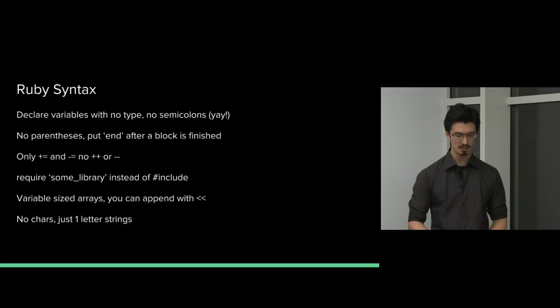You don't use semicolons, which is kind of a relief. There's no parentheses now around for or while loops, for example. You just have a block of code, and then you put end at the end of that. There's no plus plus or minus minus, so just know that for when you're doing for loops, just plus equals and minus equals. And instead of hash include, you'll use require, and then whatever library you're trying to load into your program.